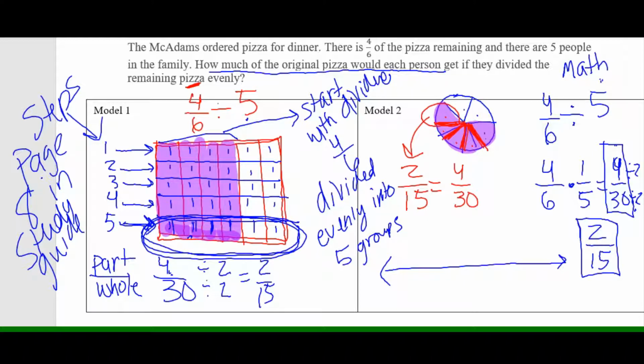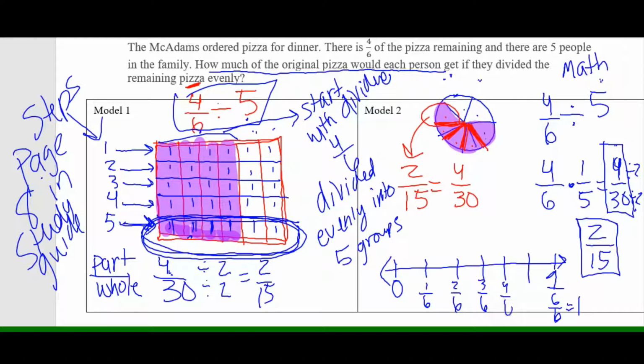So we want to show 4/6 divided by 5. So we have one model. This is the second model. Now this is the third model that you can use. So we have to start with our dividend, 4/6. So I need a number line that goes from 0 to 1. And then I need to show sixths so I can start at my dividend 4/6. So I'm going to put 1, 2, 3, 4, 5, and this is 6/6, which is equivalent to 1. So this is going to be 1/6, 2/6, 3/6, 4/6, 5/6.